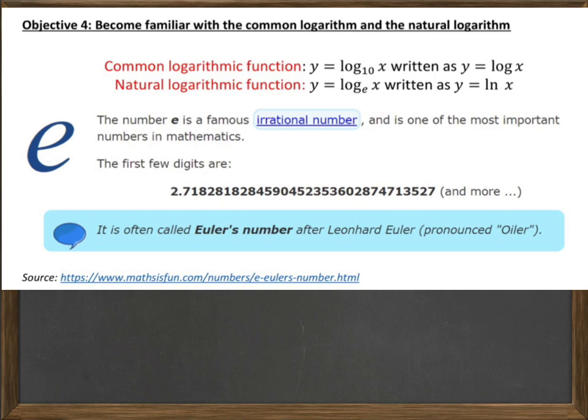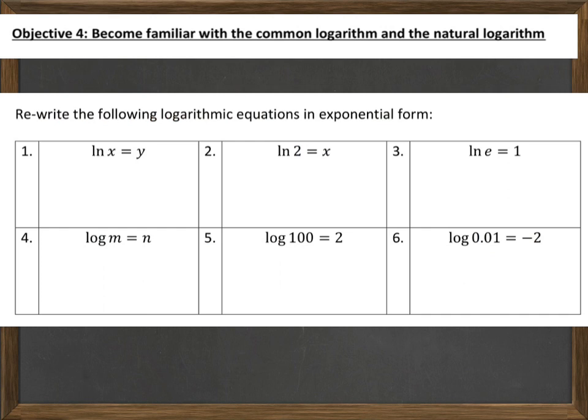It's called Euler's number. Now, the first time I saw this name, I was like, oh, Euler's, because that's how we would pronounce it in English. But it is pronounced Euler. I don't know what language that is, but that's how they pronounce it. Okay, so we just need to get familiar with these notations. Log x means log base 10 of x. ln, or natural log of x, means log base e of x. So let's use this next page to practice and familiarize ourselves.